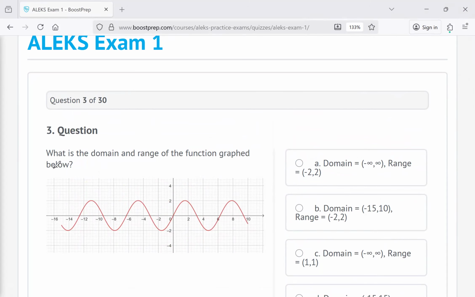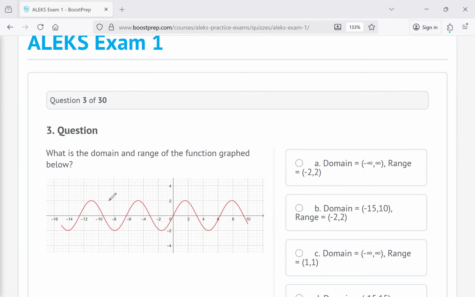Let's move on to question 3. What is the domain and range of this graph? So it looks like it's either a sine or cosine. I forget, but that's not really important. Well, it is kind of important, but not really for this question. I think it's a sine. Let me double check.